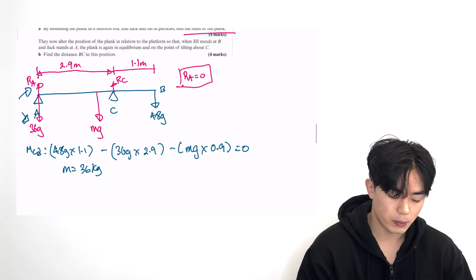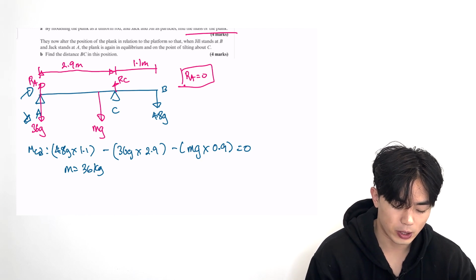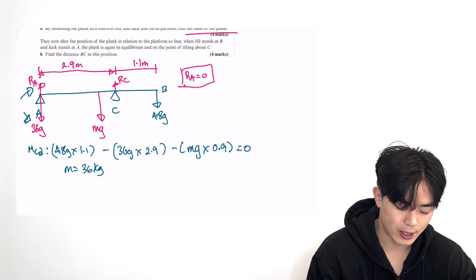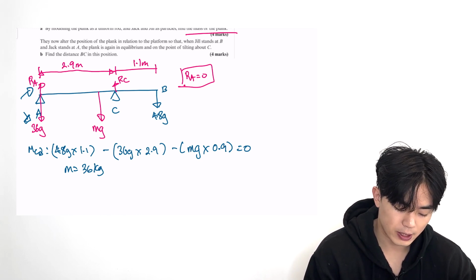Right, they now alter the position of the plank in relation to the platform so that when Jill stands at B and Jack stands at A, the plank is again in equilibrium and on the point of tilting about C. Find the distance BC in this position.